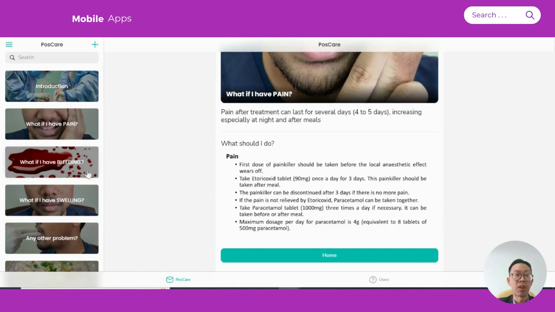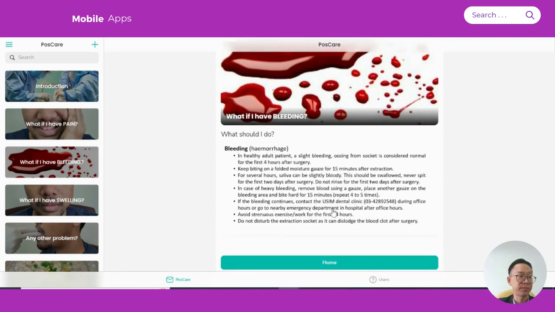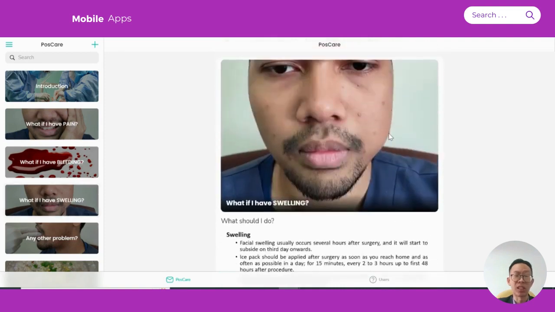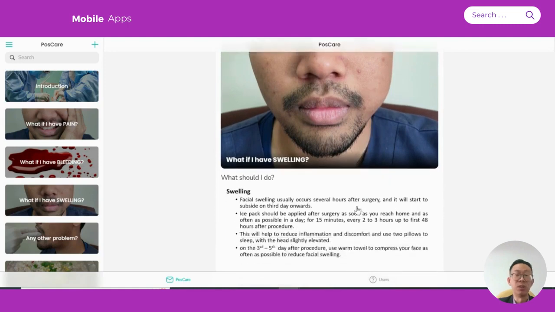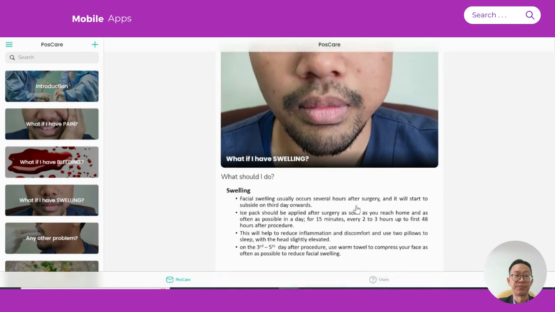Slight bleeding from the extraction socket is considered normal for the first 4 hours. The app advises the precautions to be taken by the patient to stop any additional bleeding. Facial swelling is a normal reaction and it usually occurs a few hours after the surgery, and it will normally subside from the 3rd day onwards.